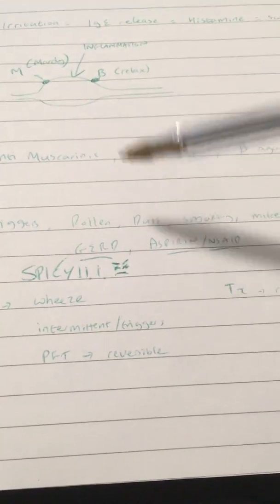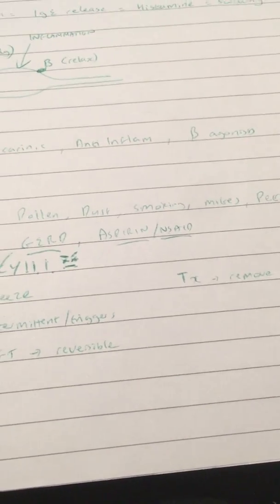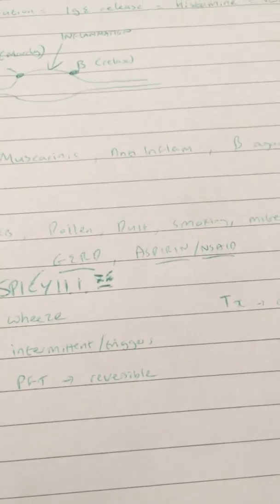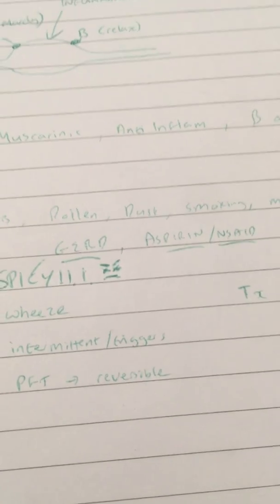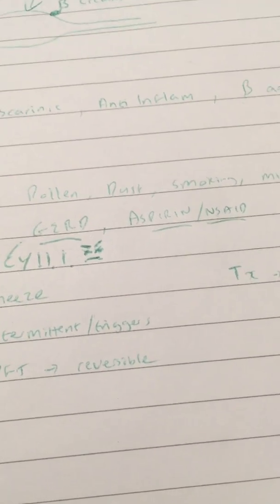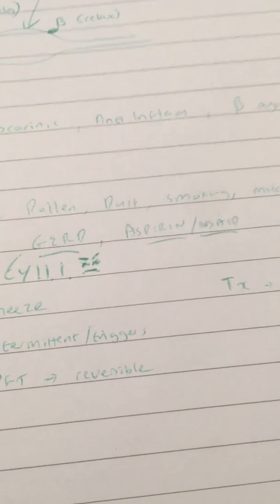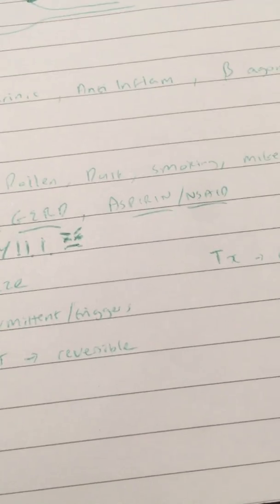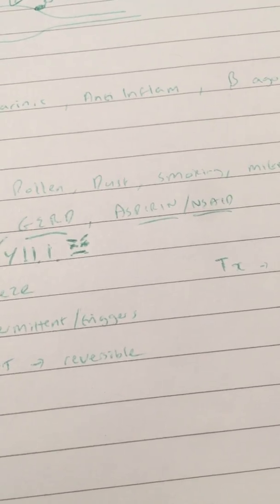And then triggers, there's loads of triggers: pollen, dust, smoking, even exercise can cause it. Some people will go on a run and they'll start feeling breathless and wheezy. The best thing for them is to take your salbutamol before you start. That will keep your airways open and it'll help you during your exercise as well. So you may want to consider it when you start going up the stairs of death. Definitely something to consider for you.